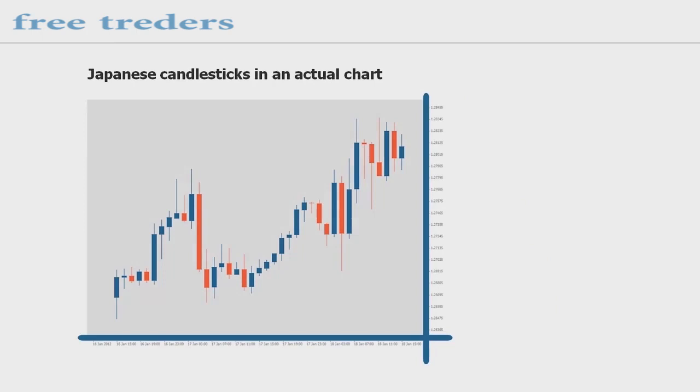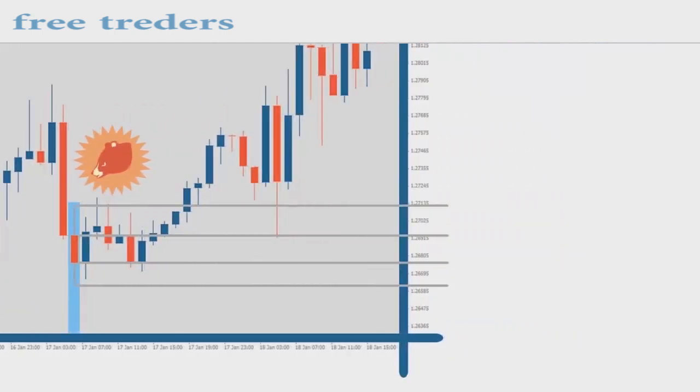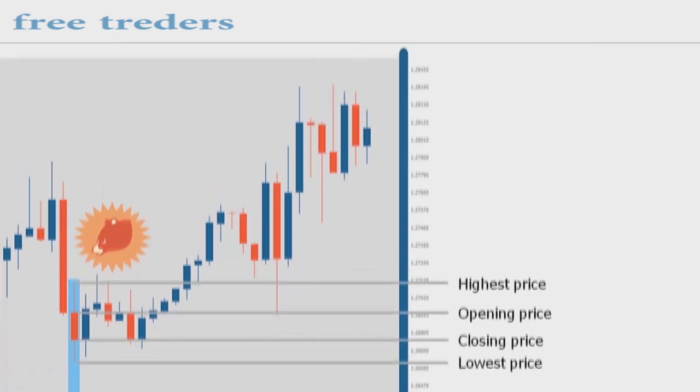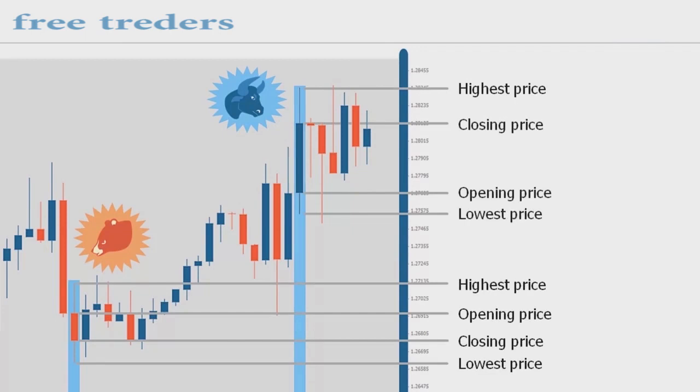Here you can see how it all relates to a real chart. You see the orange candles indicating that price has fallen during that period. Therefore, the opening price is at the top of the body and the closing price at the bottom of the body. The upper wick shows you the highest price and the lower wick the lowest price reached during the period. Furthermore, there are the blue candles that show rising prices. Hence they have the opening price at the bottom of the candle and the closing price at the top of the body. Exactly as with the bearish orange candle, the upper wick shows the highest and lower wick the lowest price of that period.